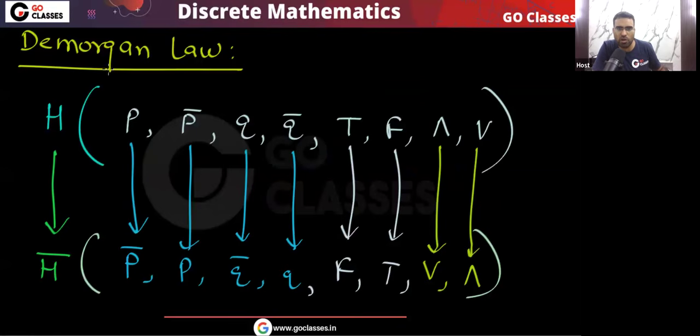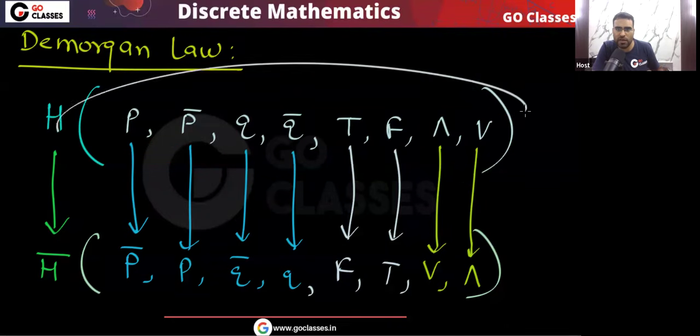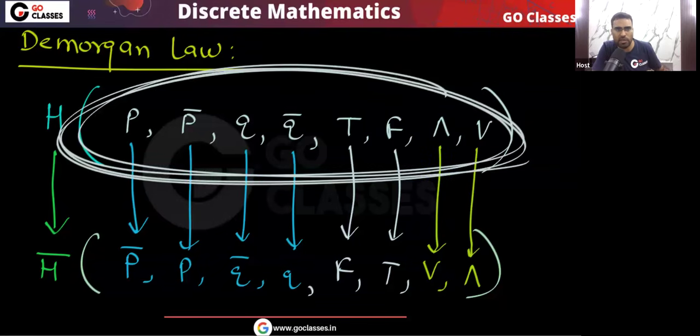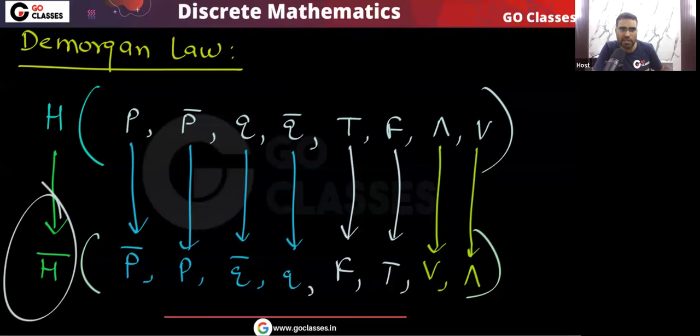So this is De Morgan law. Remember that if you have H, this is your expression, and in this expression you have these things: P, P bar, Q, Q bar, true, false, and, or. Then how to find the negation? Very easy. P will become P bar, P bar will become P, Q will become Q bar, true will become false, false will become true, and will become or, or will become and.